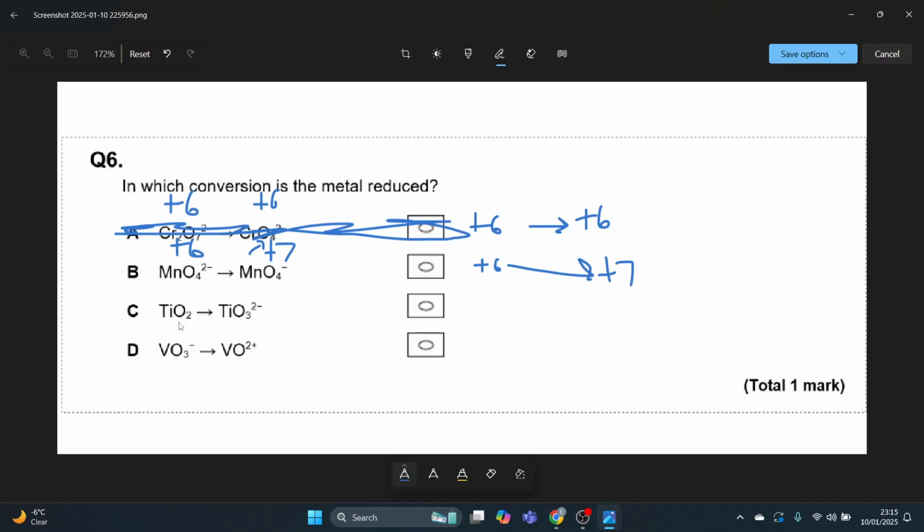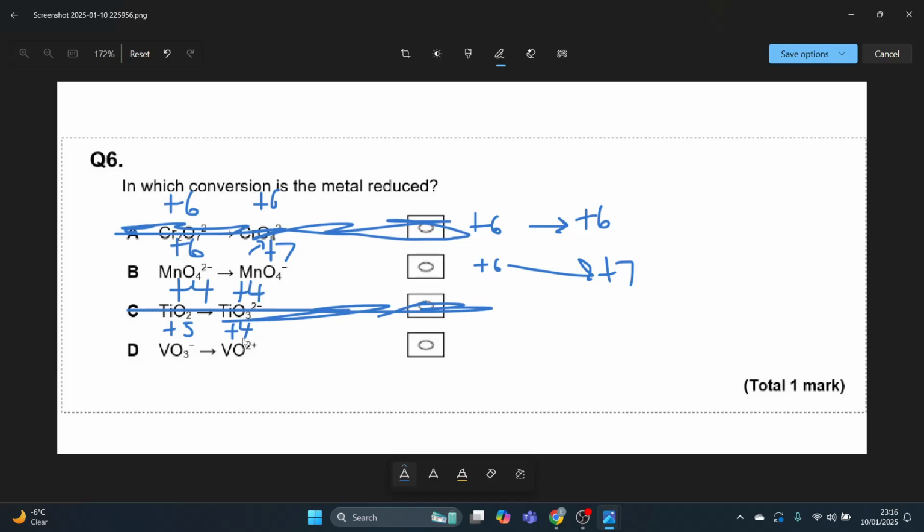TiO2, -2 times 2 is -4, that's +4. In this case, -6. That's also +4. Can't be C. And in this case, VO3, -2 times 3 is -6, that's +5. In this case, -2, that's going to be +4.